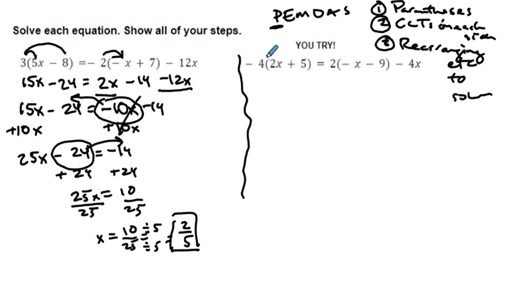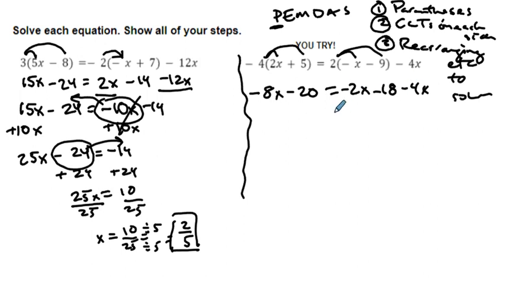Okay, let's do distribution first. So we get -8x minus 20. And our distribution here: 2 times negative x is negative 2x. 2 times negative 9 is negative 18 minus 4x. And so we got an x and a constant, so that's good. We got 2 x's over here, so we have to combine these. That's going to give me negative 6x minus 18 equals negative 8x minus 20.